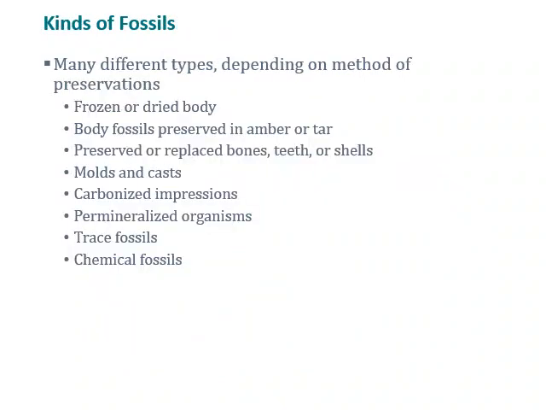There are several different types of fossils depending on the method of preservation, which include frozen or dried bodies, body fossils preserved in amber or tar, preserved or replaced bones, teeth, or shells, molds and casts, carbonized impressions, permineralized organisms, trace fossils, and chemical fossils. We will discuss each.